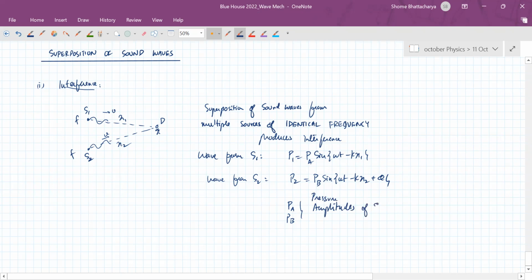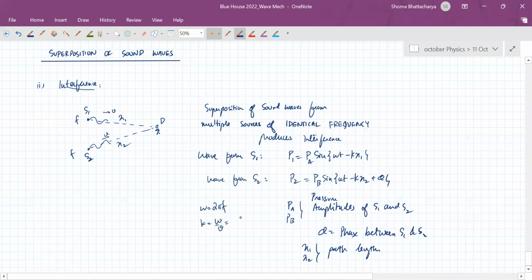Sir, it's the same as for a transverse wave, right? Okay. And phi is the phase difference between the sources, if any. They might be synchronized also. And x1 and x2 are the path lengths. And of course, for both of these wave equations, omega is equal to 2 pi f, where f is the common frequency. K is equal to omega by v, 2 pi by lambda. And v is the square root of gamma RT by M.